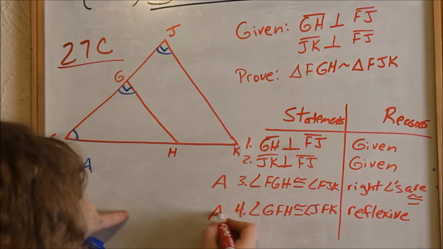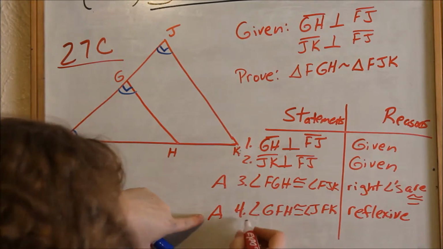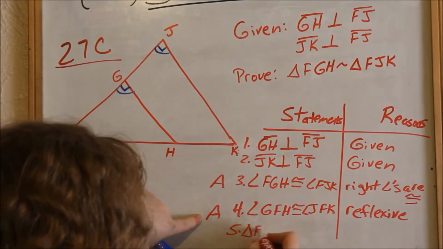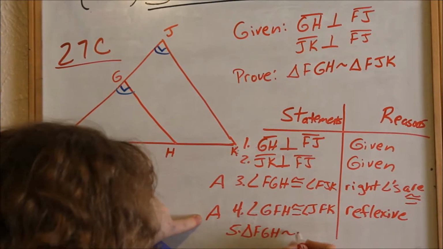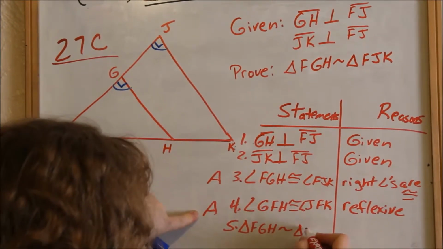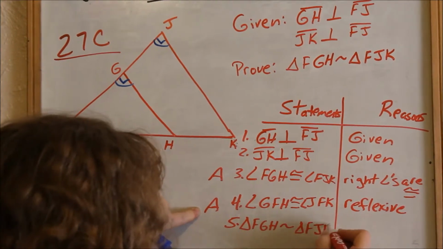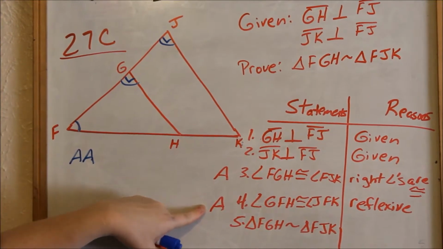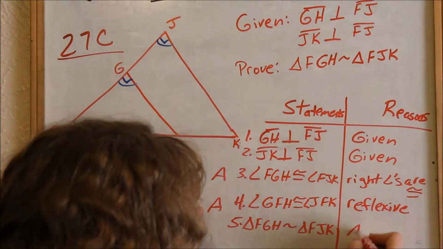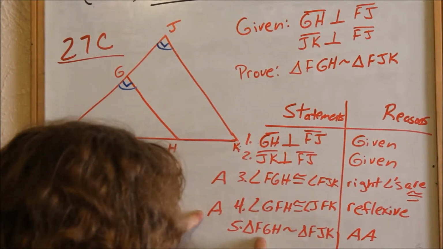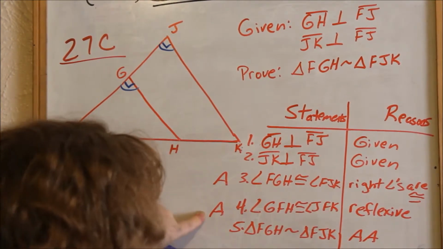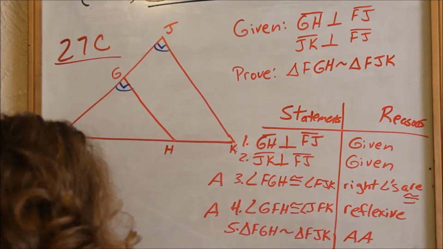Now that I've stated that two angles are congruent, I can make the statement that one triangle is similar to the other, because if we know two angles in a triangle, we can figure out the third angle, because triangles have 180 degrees. The only reason you will ever have two triangles are similar is because of angle, angle. I've proved that two angles are congruent.